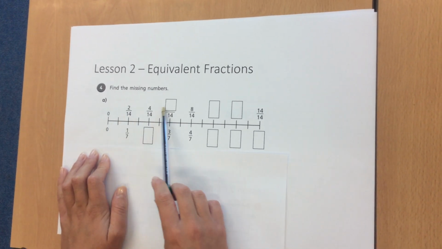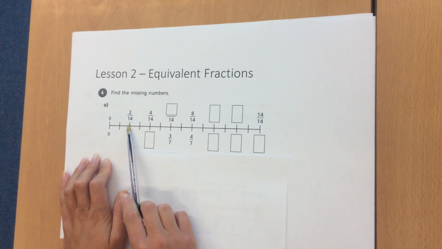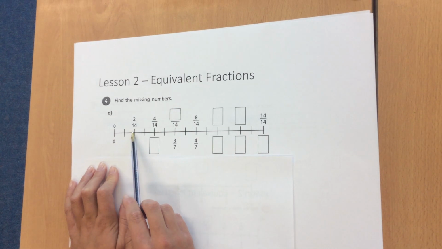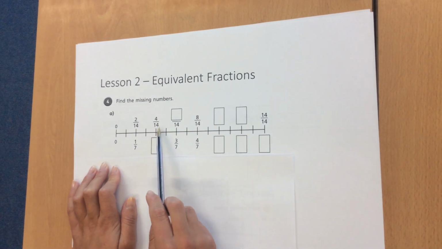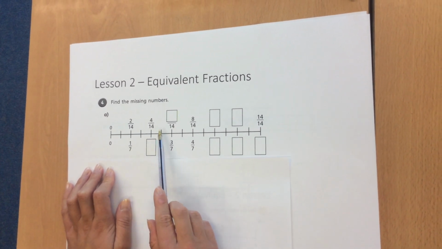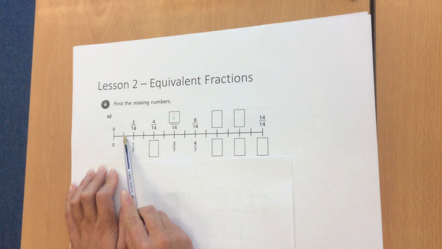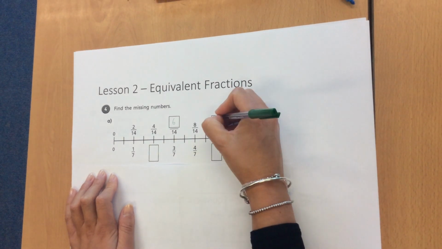So the top information is actually what the landmarks represent. 14ths, it's split into 4 equal parts. And if we look, 1, 2, 14ths. 1, 2, 3, 4 14ths. We've got some missing numbers. So 1, 2, 3, 4, 5, 6 14ths. Let's carry on. 1, 2, 3, 4, 5, 6, 7, 8, 9, 10 14ths.